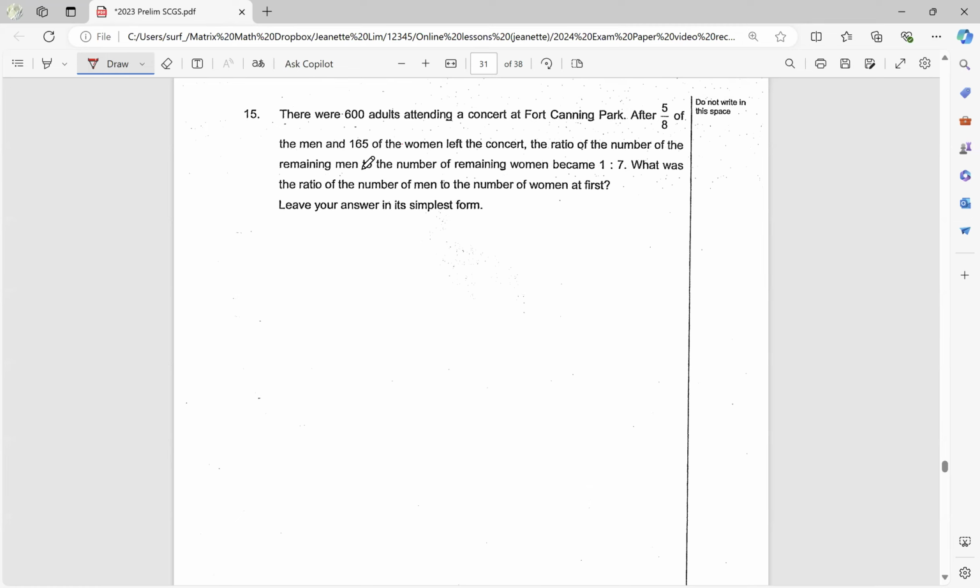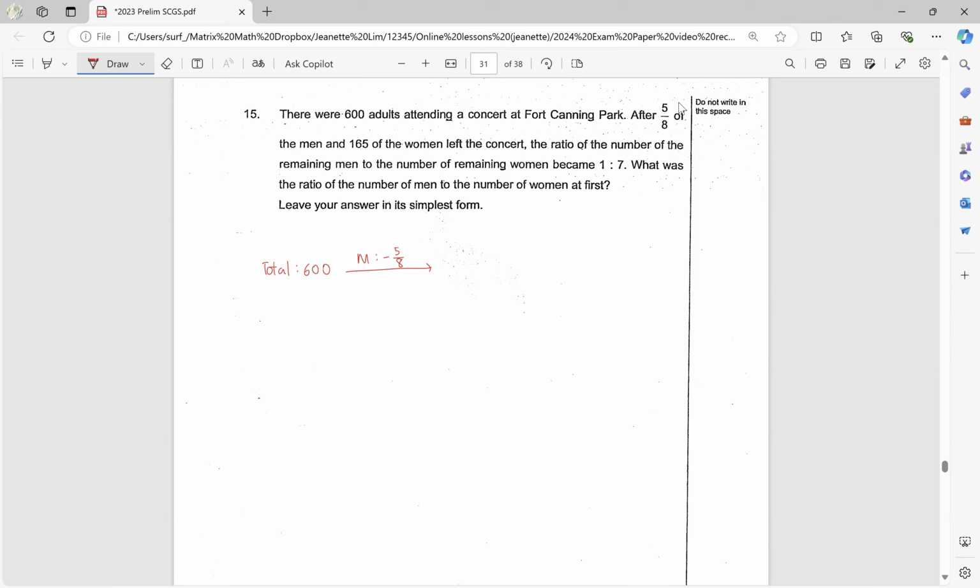Okay, so we start off with the total at first. So let's do before change after. Total at first 600. Now there is a change. For the men, 5/8 of them left. Minus 5/8. 5/8 is what we call a proportion. Okay, this is a proportion transfer.